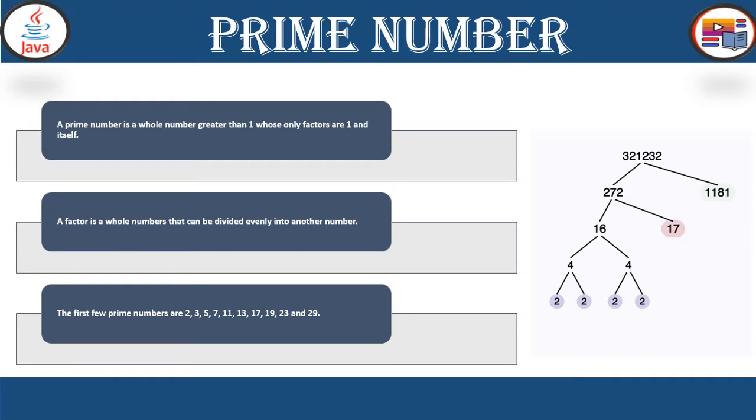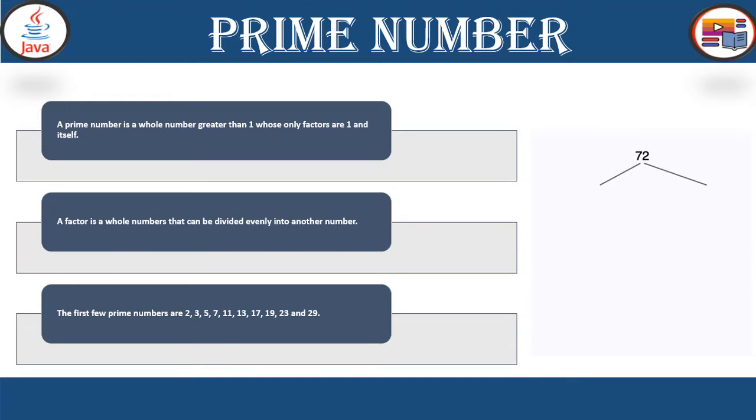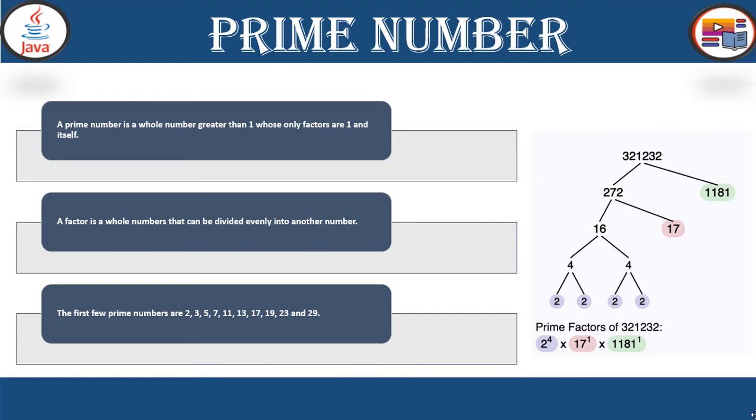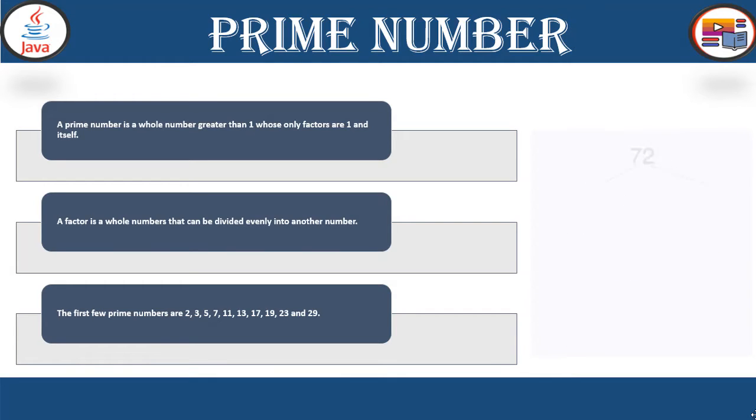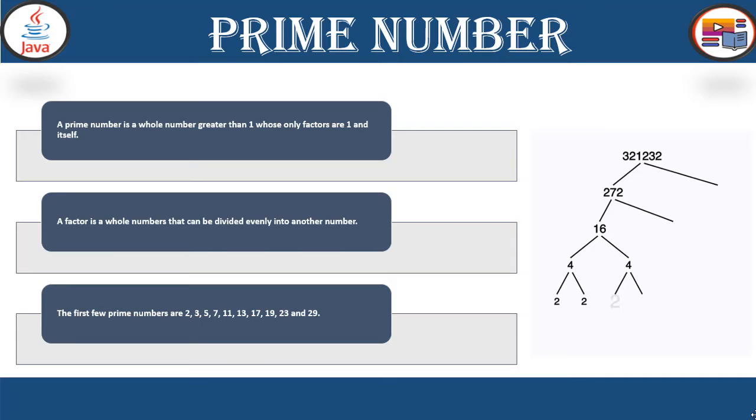So there are first few prime numbers. For example, we have 2, 3, 5, 7, 11, 13, 17, 19, 23 and 29. As you can see in this picture, there is a number which is going to be divided and making a tree structure, which shows that as long as it is divisible by any number, it will not be a prime number. Once the number is not divisible by any number other than itself and 1, it becomes a prime number.